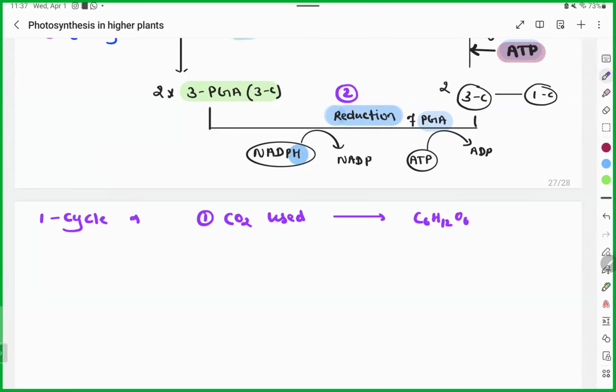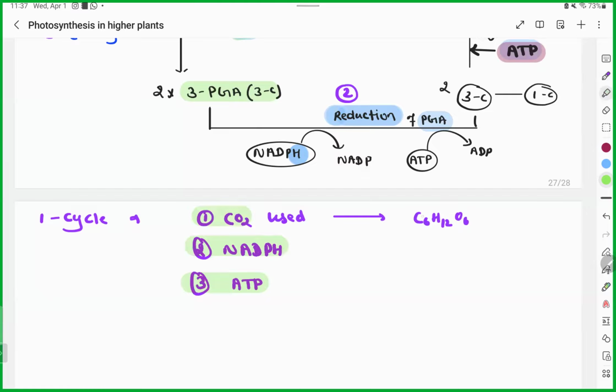In one cycle, one CO2 used. How many NADPH? Two NADPH is used. How many ATP? Three ATP is used. Done. So one CO2, two NADPH, three ATP in one cycle.